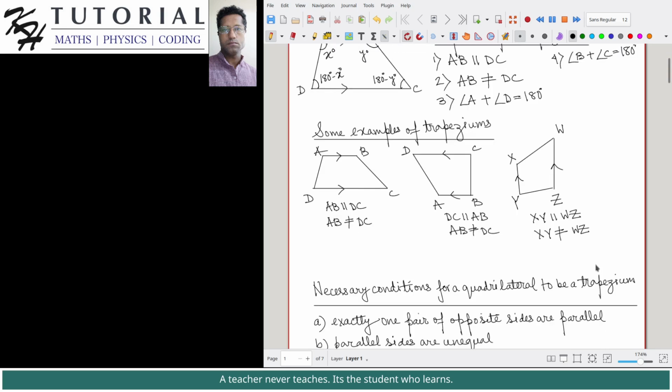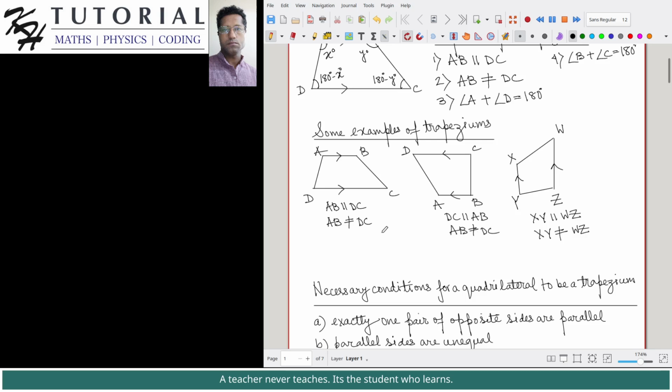Now there is a special case of a trapezium. In these three figures, as you can see, the non-parallel sides, in the first figure AD and BC, are unequal. In the second figure also, AD and BC are non-parallel and unequal. And in the third figure, WX and YZ are the non-parallel opposite sides, and they are unequal. But in a trapezium, the non-parallel opposite sides can be equal.